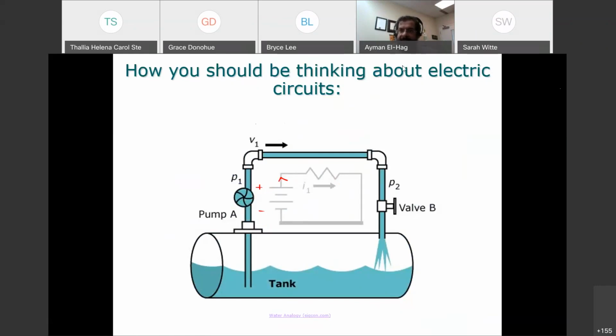So let me end with the last questions you might have. Does using conventional current affect how we do our calculation? Not at all. There is no impact at all.